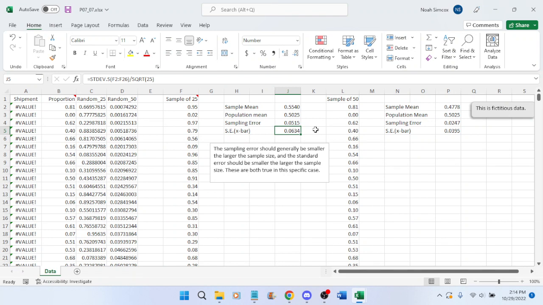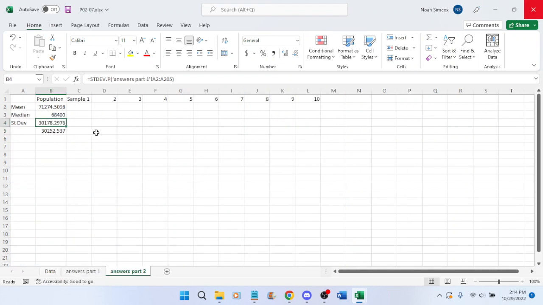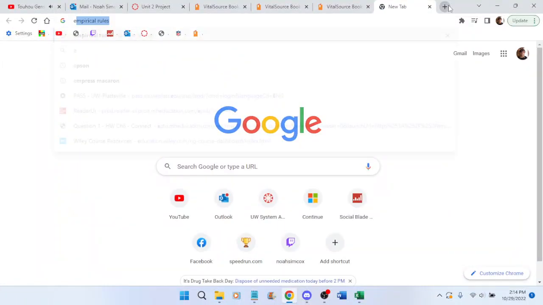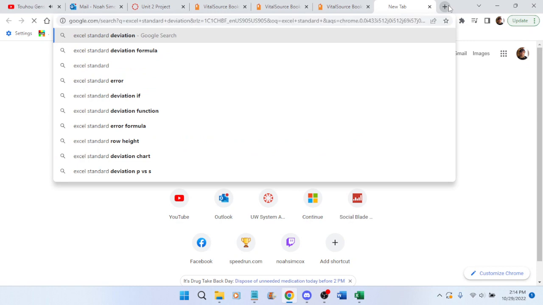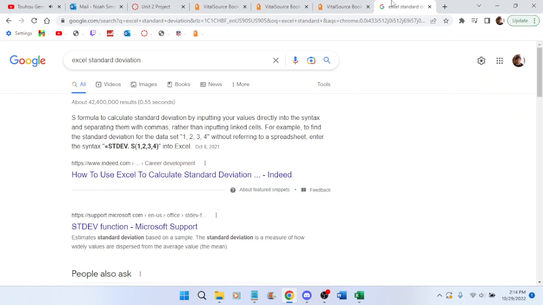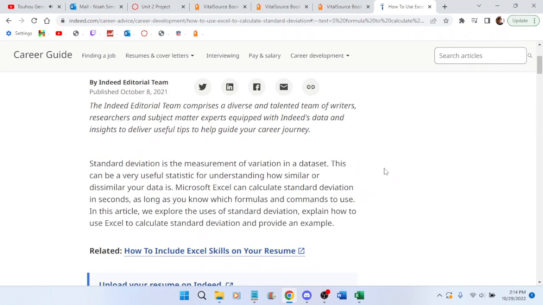Hey, they didn't tell us to calculate the standard error. They wanted us to calculate the standard deviation. Man, I don't even know. Like, why do they give different results? Shouldn't they be the same? What's the P population one? Why is it different?